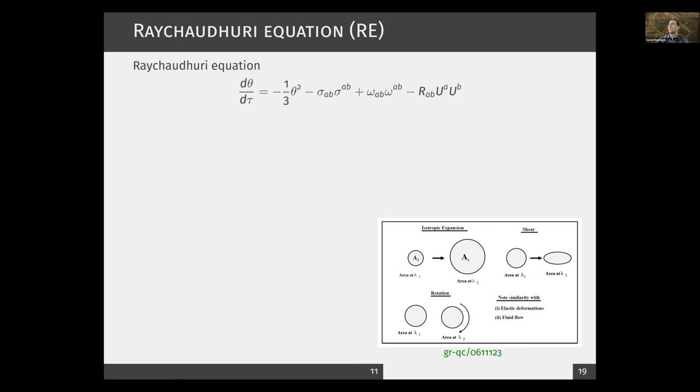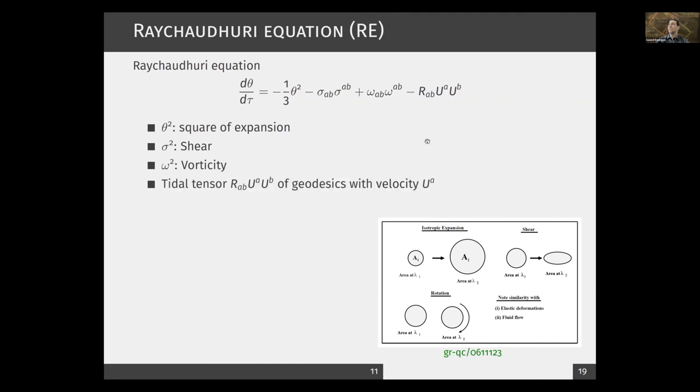Okay, so as you see here, on the left-hand side, this theta here is the expansion that I mentioned. So expansion tells you if this circle is expanding or contracting. The shear term here corresponds to this change of shape, and the vorticity term you see here. So this is the shear term, the vorticity term. And finally, you have a tidal tensor, which is related to the energy conditions of the model when you have matter. In our case, we don't have any matter, so we don't worry about that.